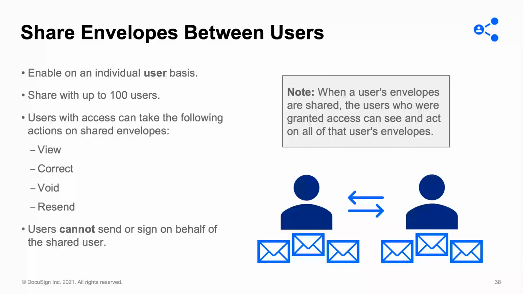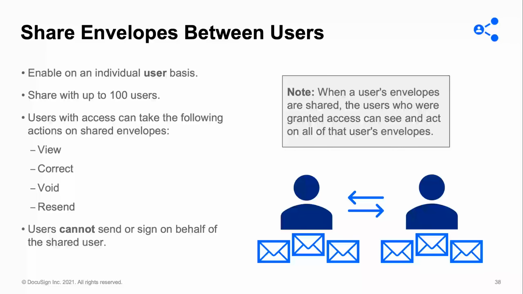On the other hand, we can transfer envelopes between users. Transferring envelopes would actually change the owner of the envelope from one user to another user on your account. Now, with the previous example, with Sarah being out of the office, envelope sharing is going to be the best bet because Sarah is ultimately going to come back from vacation. So when she's back from vacation, we can just stop the sharing. As opposed to envelope transfer, it would technically transfer the custody of the envelopes from one user to another.